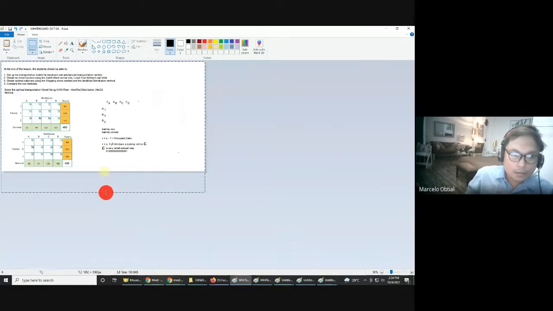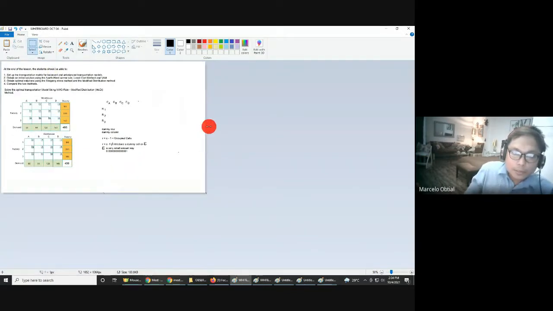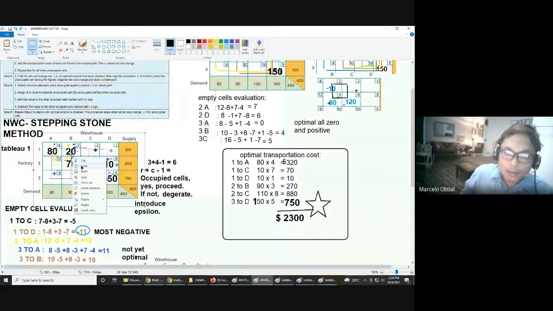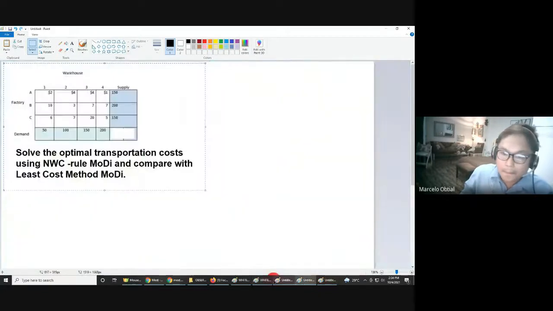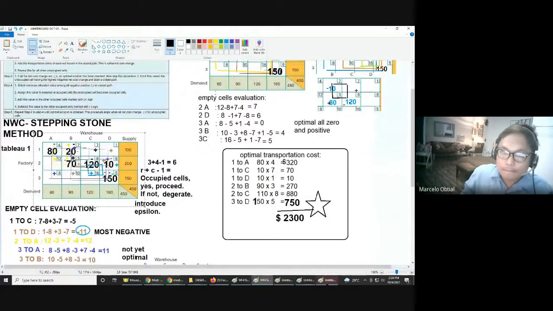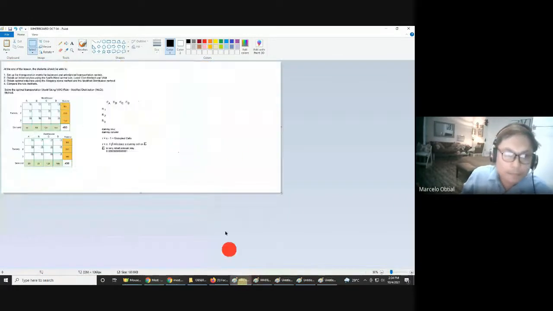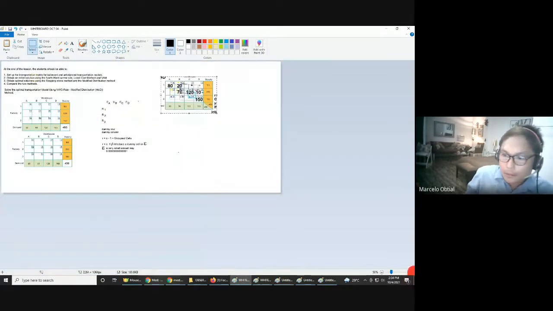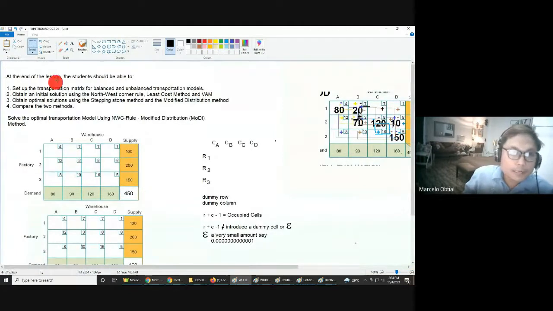Okay. We will enlarge our whiteboard. Next, we'll go back with this problem. Copy, then paste. Enlarge ulit natin. Okay, it's 80.